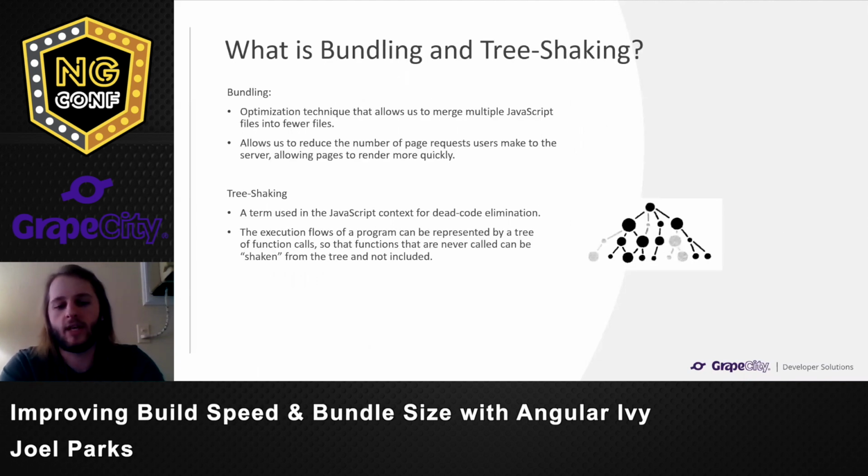The first improvement that we're going to take a look at is how Ivy helps us shrink our bundle sizes. Just as a quick refresher, bundling in JavaScript is an optimization technique that allows us to merge multiple JavaScript files together into fewer files, meaning that we can render our pages more quickly for our users. Now, what is tree shaking? Tree shaking is a term commonly used in the JavaScript context for dead code elimination. The idea is that all execution flows of a program can be represented as a tree of function calls, so that functions that are never called can be eliminated.